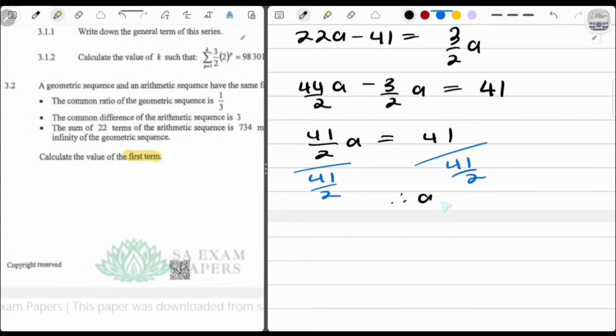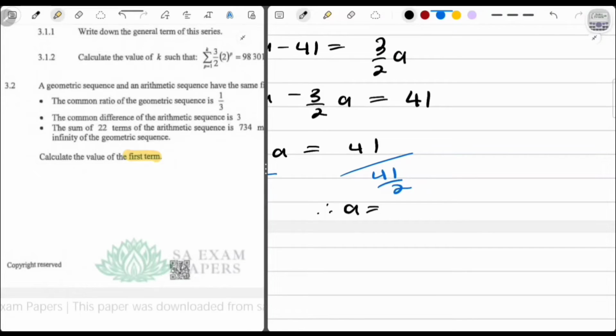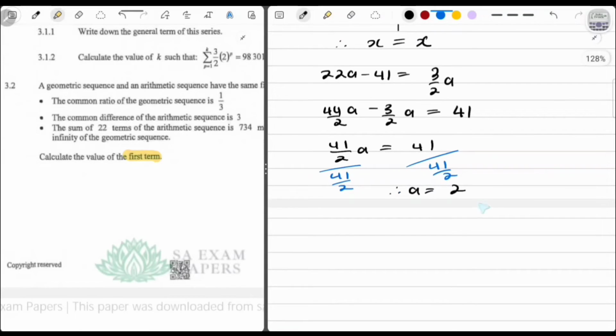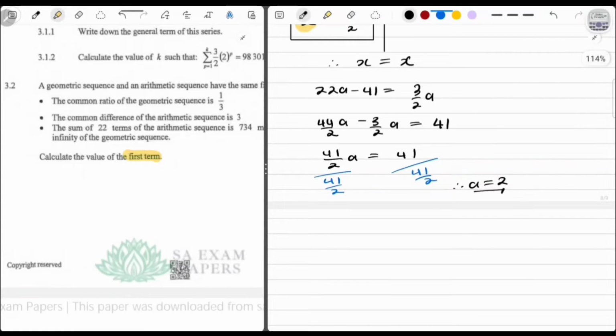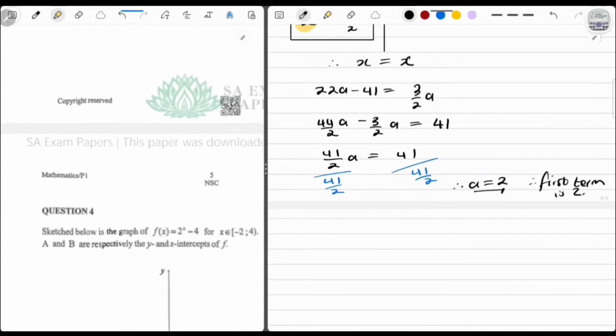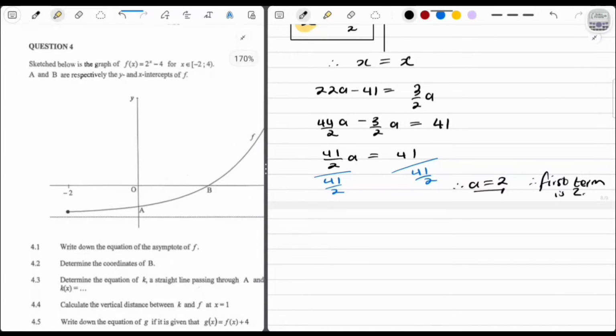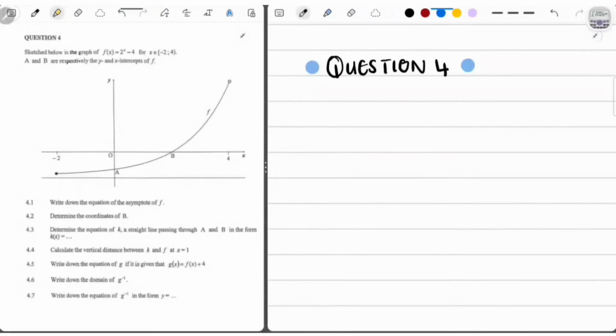And so you can again use a calculator, but a here would be equal to, numerator will cancel with denominator, times 2. Okay, so a is going to be equal to 2. You can use a calculator, you will get to the answer still. And there, so that's our answer. The first term is 2. And that's our answer in question 3. Okay, so then we move on to functions, question 4.